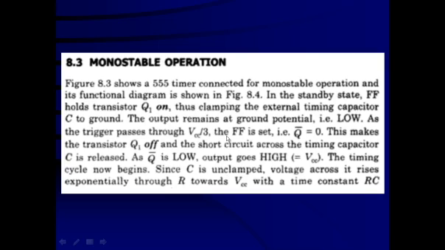The output remains at ground potential, low, until the trigger passes through VCC by 3. That means when the trigger pulse changes from high to low, and makes a transition so that its voltage becomes less than VCC by 3, the flip-flop is going to be set, and Q bar changes from 1 to 0, which means the base voltage becomes 0. With the base voltage 0, the base-emitter junction is reverse biased. That means this transistor is now not conducting. Its Q point goes from saturation to cutoff, and the transistor acts as an open switch. So it is disconnected across the capacitor.